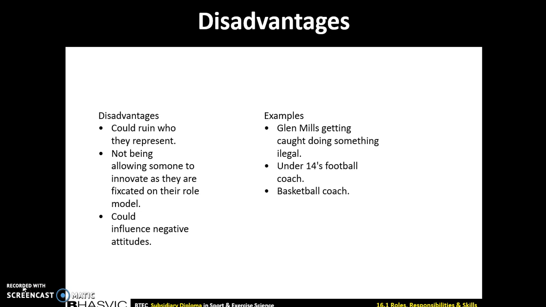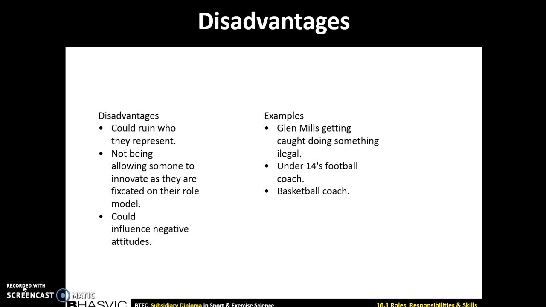In addition, a role model can cause someone to be fixated on a role model so that they aren't their own person and become heavily reliant on the person they look up to. This could also be labelled as not being able to innovate. An example of this could be an under-14s football coach where they would have a player that relies on them too much. This could create too much pressure on the coach to constantly please the player and would perhaps demotivate themselves from putting in a high attention to coaching.